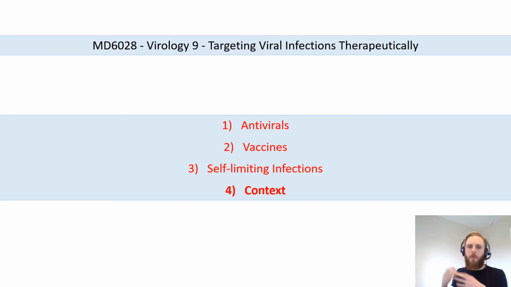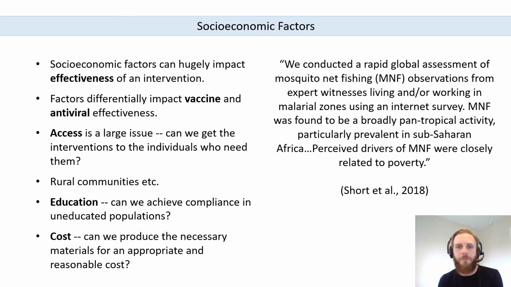Now what we want to do is fill out some of the context around all these infections a bit more effectively. So when we're talking about targeting viral infections therapeutically, which is what we're doing today, it's useful to talk about the direct interventions we can make, but we also need to talk about the context, and we have done that, and we do that quite frequently. But what we want to do is just dive a little bit deeper into the context and just think about some of the specific issues that we face when trying to design and implement therapeutic interventions against viral infections.